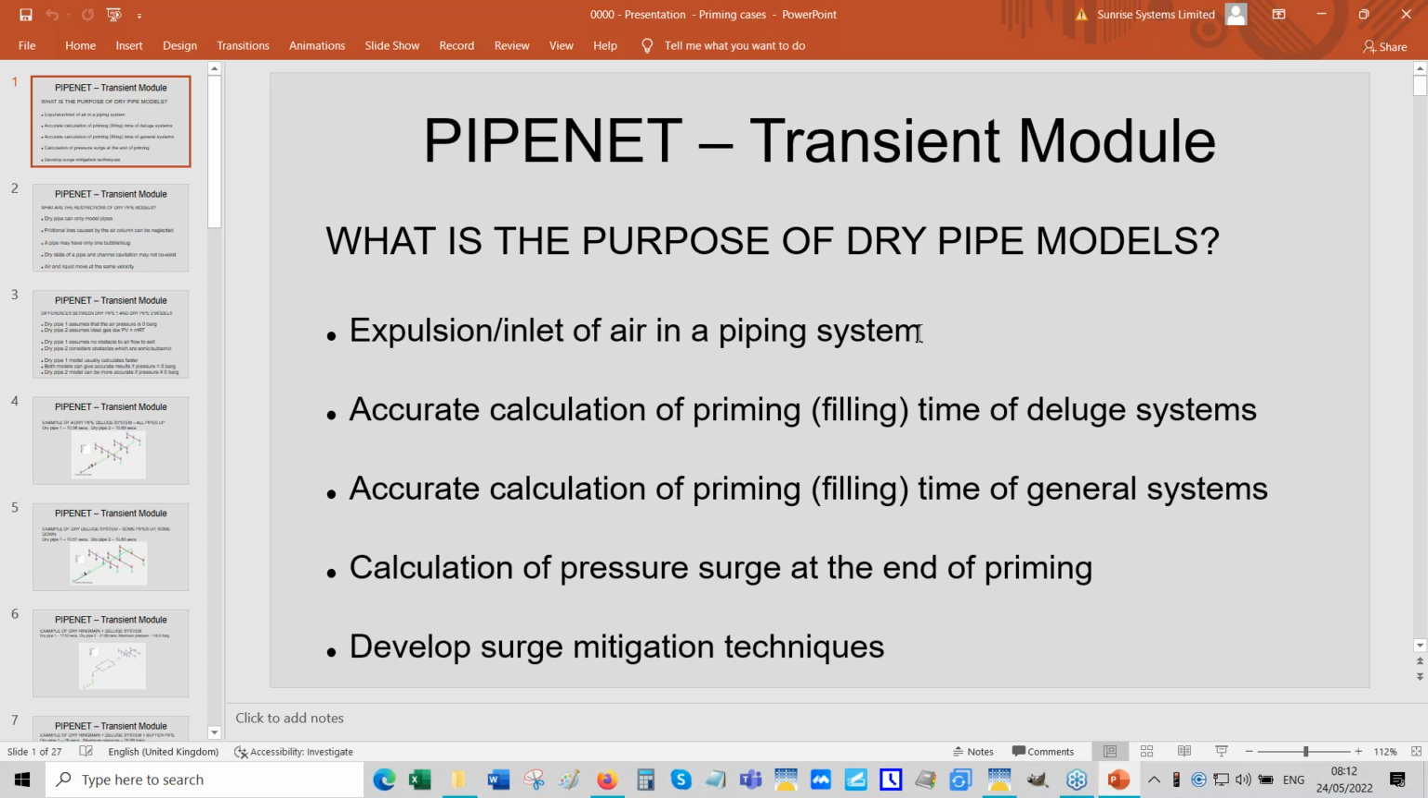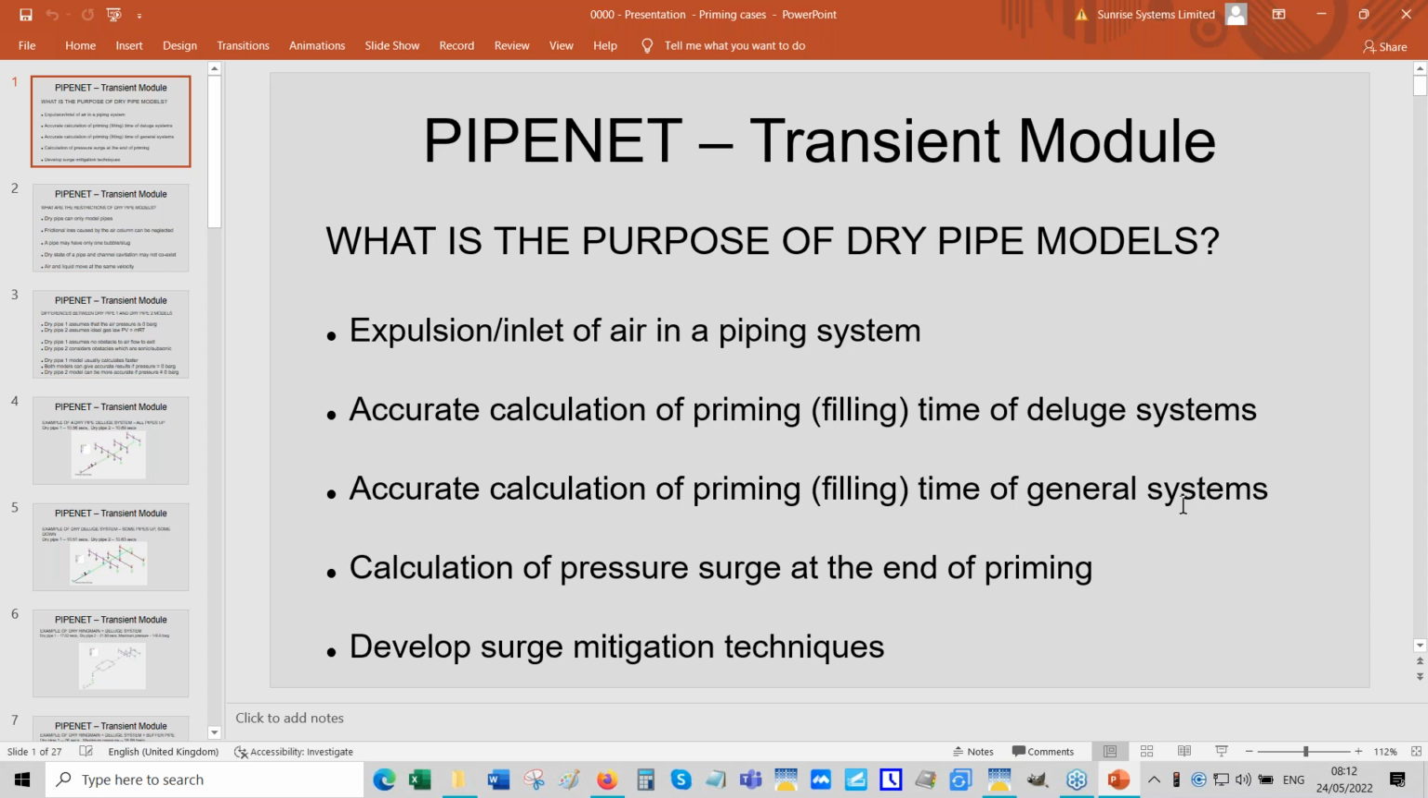A deluge system is a classic example of that. But it's not only a deluge system. So you can calculate accurately the filling time of deluge systems. We need the dry pipe model for that. It's not only deluge systems. It could be priming of general systems.